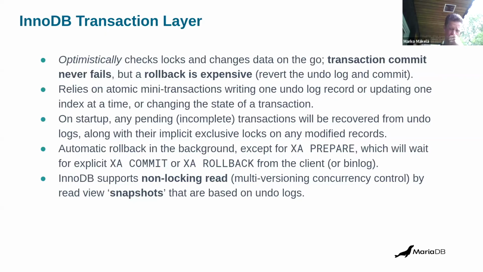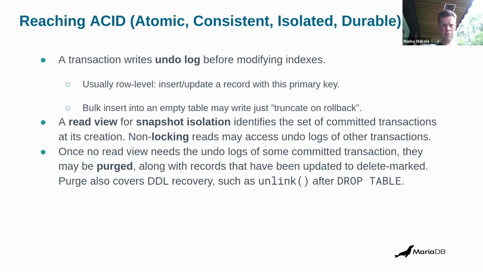The transaction layer supports non-locking read, or multi-versioning concurrency control, by read view snapshots that are based on undo logs. So how do we get atomic, consistent, isolated, and durable transactions? The undo log is basically the glue to make this happen. We have write-ahead undo logging.